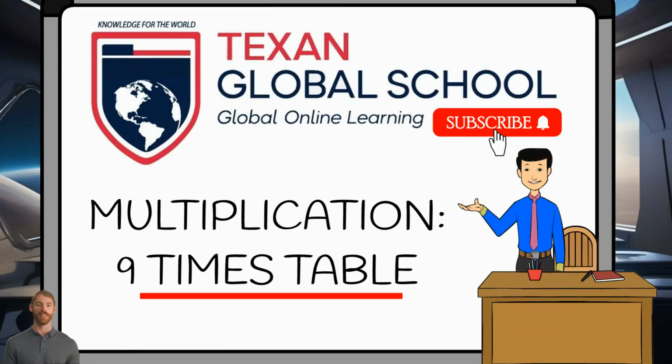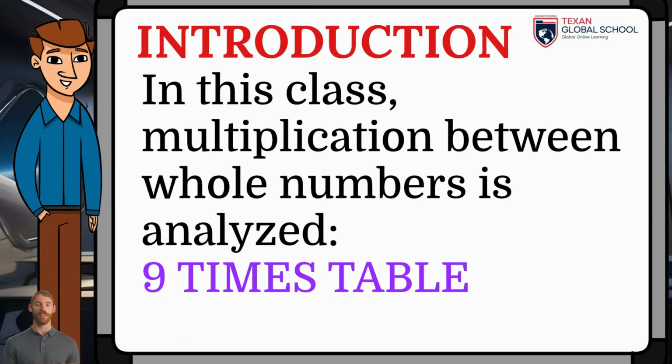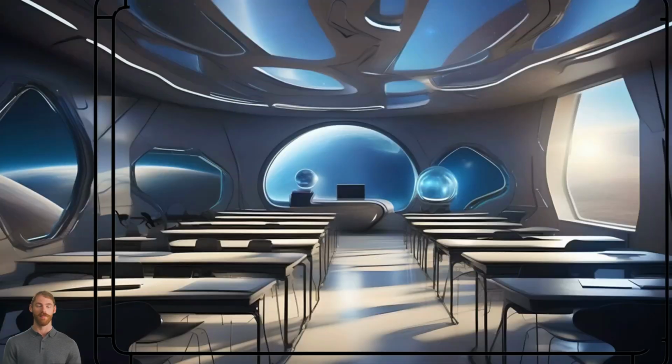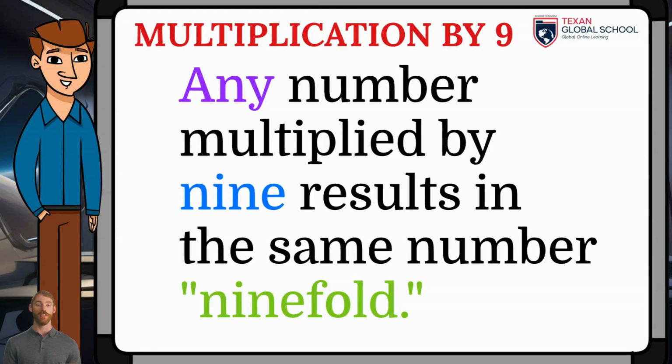Multiplication. 9 times table. In this class, the multiplication of whole numbers is analyzed. Specifically multiplying by 9. Remember that multiplication is repeated addition. This means that multiplying implies adding one of them, the number of times of the other. Any number multiplied by 9 results in the same number ninefold.